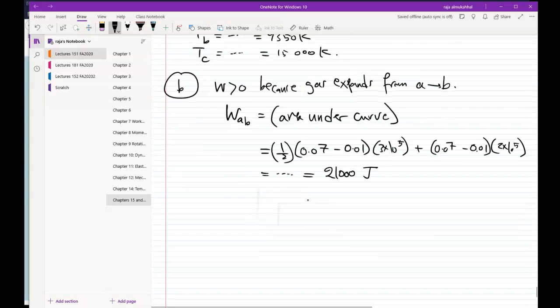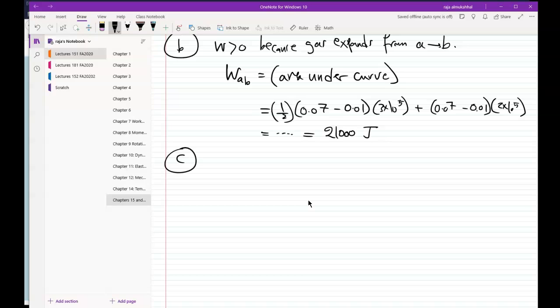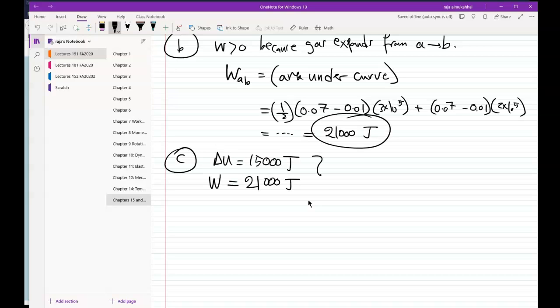Okay. Part C, he says, how much heat had to be put in during the process to increase the internal energy to 15,000? Well, that's not bad, is it? He gives me delta U. Delta U is 15,000. And I already know what the work is. I just got it right here. So it's 21,000. So how do I get the heat?